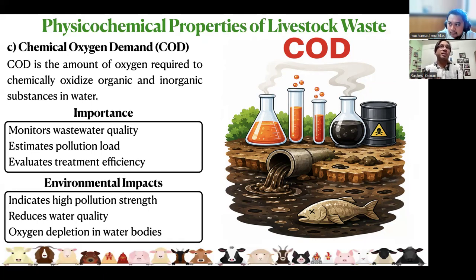we can determine how much the pollution has decreased. So it is also very important. Now the environmental impacts: it indicates high pollution, because a higher COD indicates the water is very polluted. That is why it also reduces the water quality, because when the pollution increases, the water quality will decrease. Oxygen depletion in the water bodies.